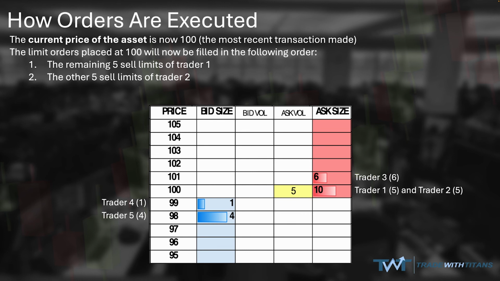Now the current price of the asset is $100, which reflects the most recent transaction made. This is the price you will see on your chart or quote board. However, do note that the last traded price can differ from the current best bid and offer if new limit orders are placed and/or existing ones are canceled. Trader 1's updated limit order to sell 5 contracts is next in line to be executed at the price of $100, followed by Trader 2's original limit order for 10 contracts.